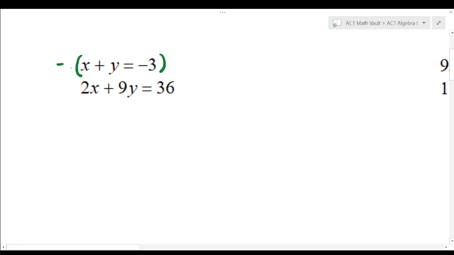Let's do -9. Why not +9? +9 would be totally fine because you can add or subtract equations. I don't like subtracting though if I don't have to. I would rather get the coefficients to be opposites of each other, such as this: -9x minus 9y equals +27. And then we just bring down the second one.